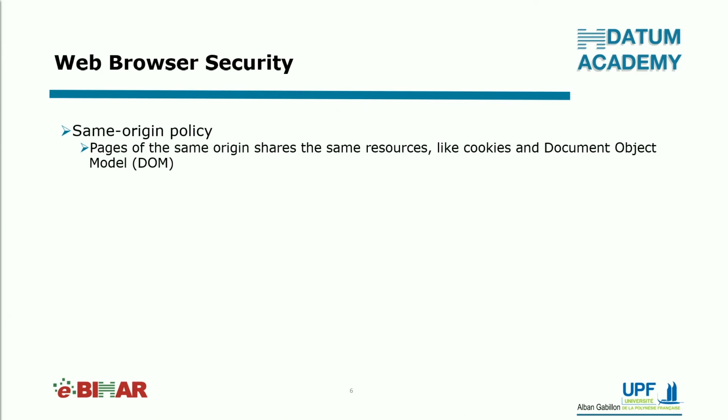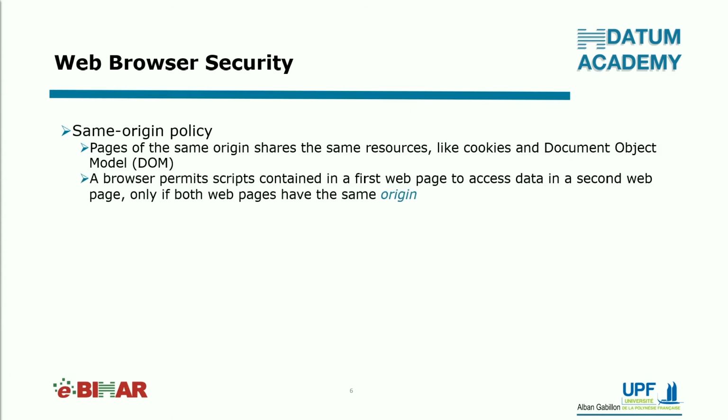So let us now look at some details regarding this same origin policy. As you know, you can open multiple pages within a single web application. For example, I can open several pages of my university's website. And if I am asked to authenticate myself, I won't do it every time I open a new page. So in fact, the same origin policy, as the name implies, allows pages from the same origin to share resources such as cookies and the document object model.